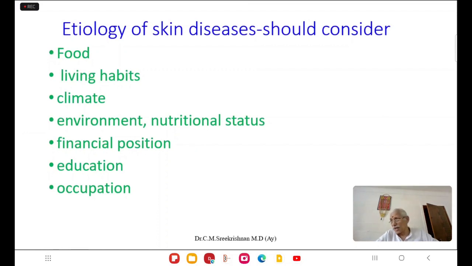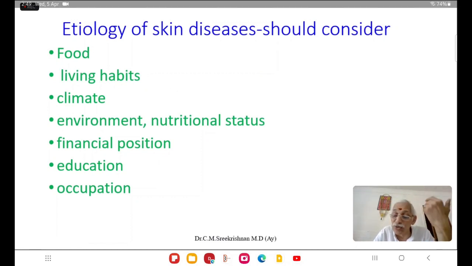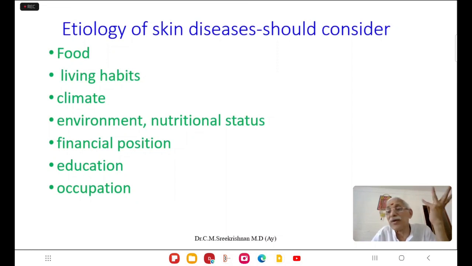So, think about it. When we consider the dermatological etiology of skin disease, we should consider food: what type of food, when he is taking, how much quantity, all this we have to calculate. Living habits: where he is living, what is his dress code, his vihara, what type of job, time of job, everything is important. And climate, where he is living, whether it is a cold country or a hot country. Environment and nutrition status: what type of food, whether it is nutrition, over nutrition or less nutrition, and which area environment he is working in. And what is his financial position, whether he is very poor or rich.